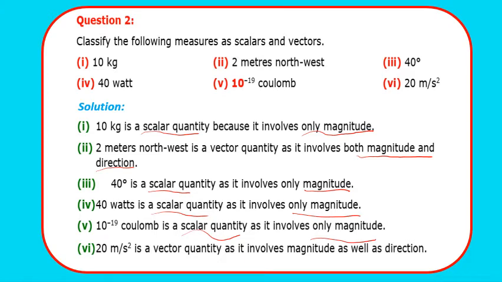Then we have 20 meter per second square. Now 20 meter per second square is a vector quantity. We know that this is acceleration, and acceleration is the rate of change of velocity, and velocity, we know, is a vector. So since it has magnitude as well as direction, this 20 meter per second square will be a vector quantity. Clear? So pause and note down the solution.